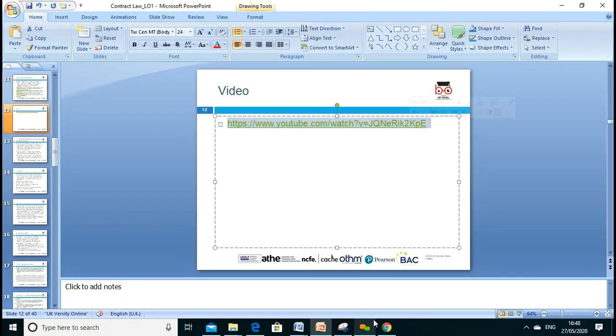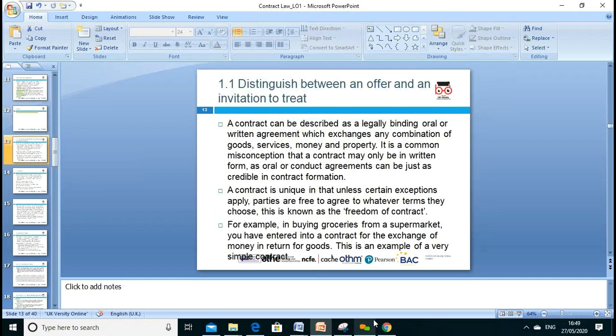Yes, what is contract law, and how a contract comes about, which we'll go through. It's good to be watched. I copied the link. And next we'll look at offer and acceptance, because in 1.1 we have offer and acceptance. That's the only thing we need to discuss.